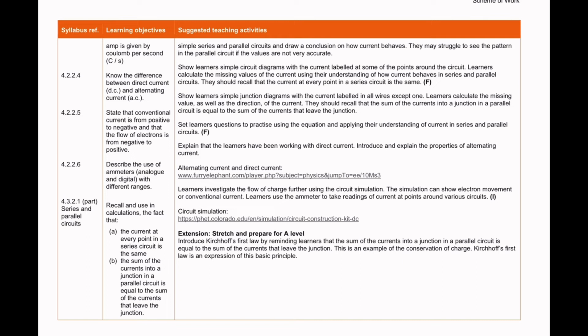Key concept: Series and parallel circuits. Learning objectives. Recall and use in calculations the fact that A, the current at every point in a series circuit is the same. B, the sum of currents into the junction in a parallel circuit is equal to the sum of currents that leave the junction.